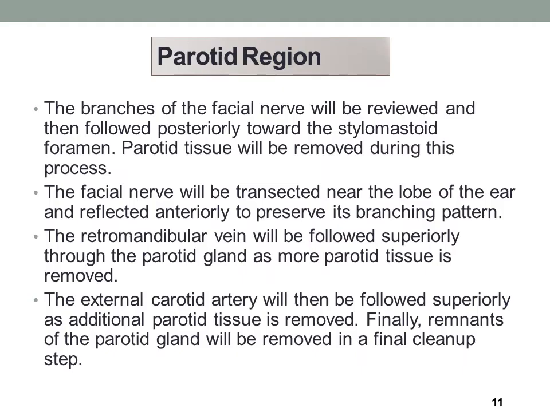Now turning our attention to the parotid region, as you can see in your dissector, first what we're going to do is review the branches of the facial nerve, and then follow them posteriorly to where they're coming out of the stylomastoid foramen. Remove more parotid tissue as you do that. Then you're going to cut it really close to where it actually exits through the stylomastoid foramen and pull it forwards anteriorly so that you can still see how it branches.